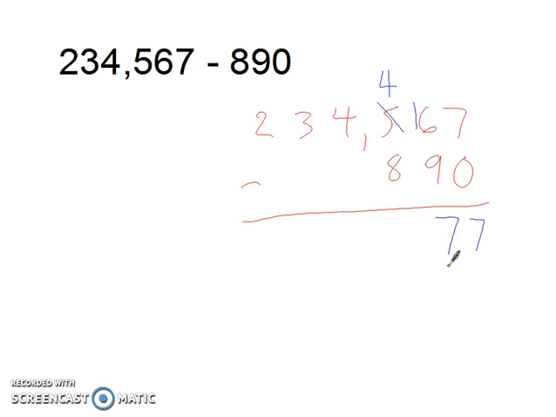4 minus 8, gotta borrow. 4 comes to this 4, makes him a 3, and he goes to 14. 14 minus 8 is 6. 3 minus nothing, 3 minus nothing, 2 minus nothing. 233,677.